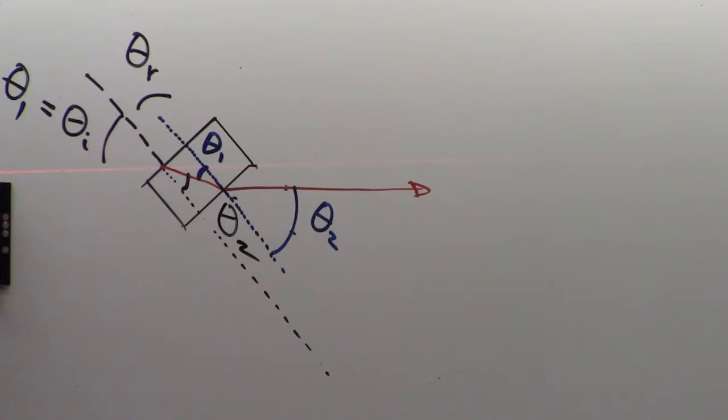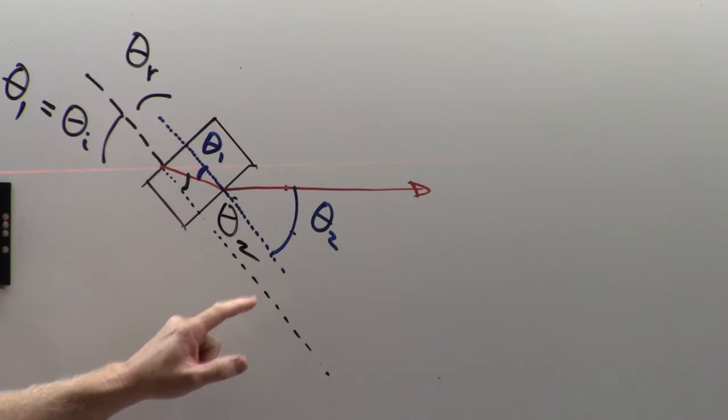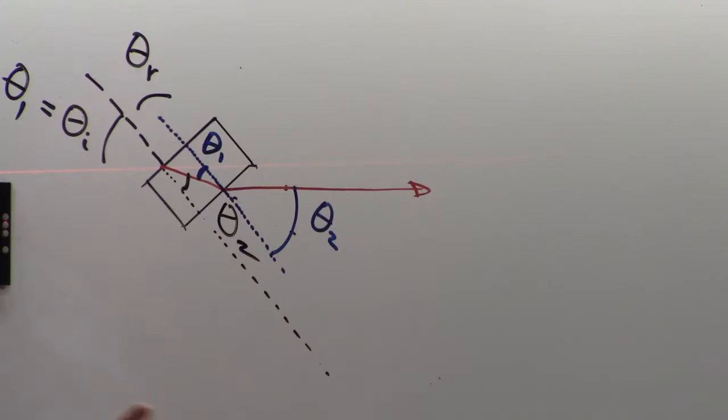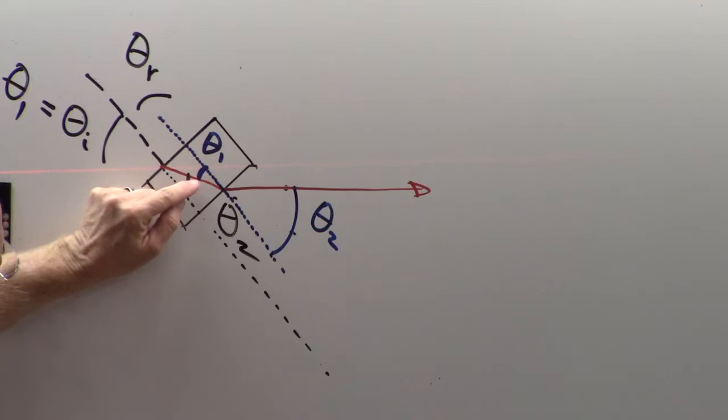Yeah, right here, between the normal and the ray. When it's coming out, that's the second theta 2. So theta 1, the second theta 1, is as the light is measured from the normal right here in the blue.